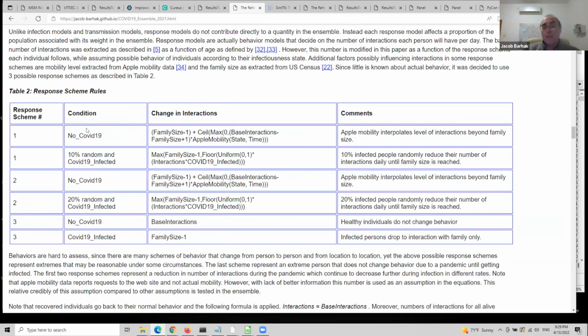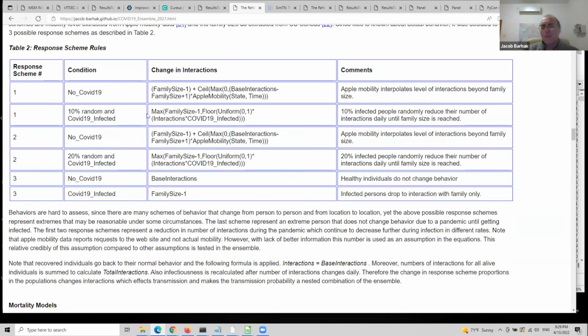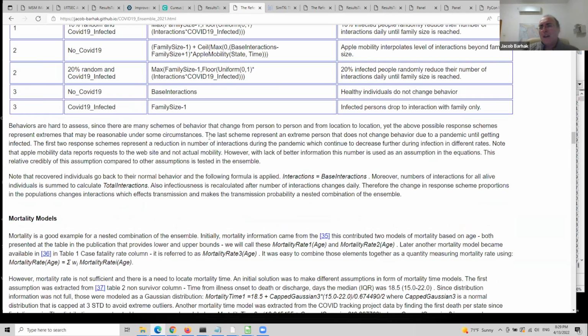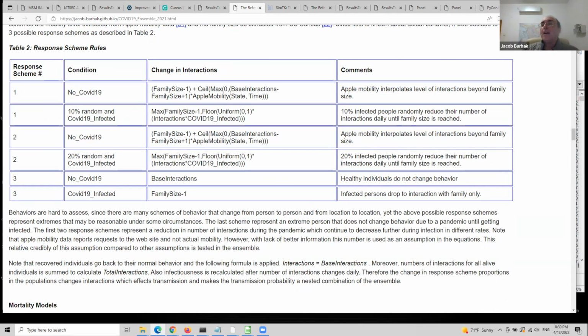Response models, these are examples of response models. I won't go into details, but some of the response models say people don't care about the pandemic, they behave like usual until they get hit. So this is one response model. Other response models use Apple mobility data, which says how mobile people are, and according to that, how many interactions there are.